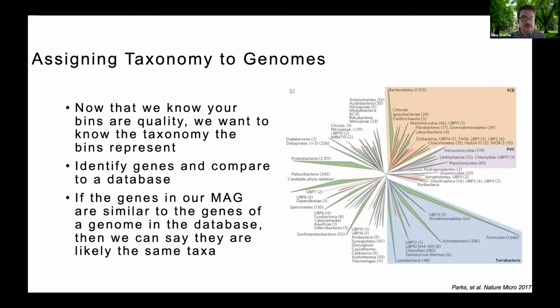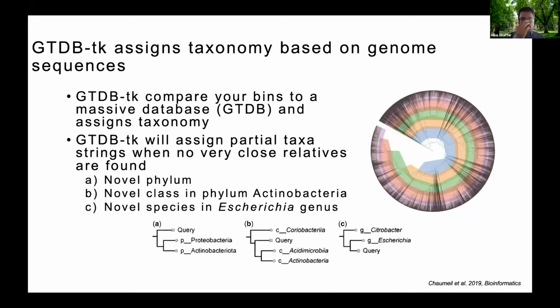For example, many of you probably know about the NCBI genomes database that has a set of genomes with taxonomy assigned to each of them. So we could compare our genomes to that database and say, if the genes in our MAG are very similar to the genes of a genome in that database, then they are likely the same taxa. To do this in KBase, we use a tool called GTDB-Tk, which stands for Genome Taxonomy Database Toolkit, which will assign taxonomy based on genome sequences, especially from MAGs.